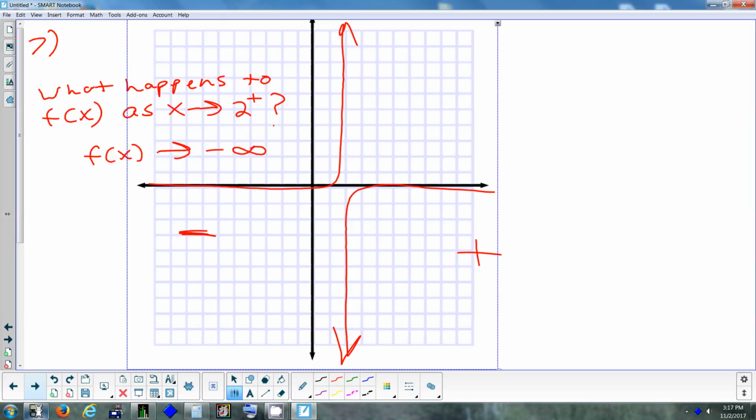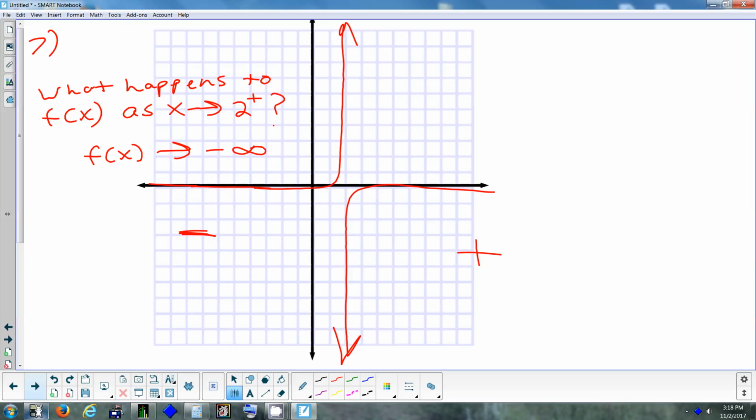Now, what if I worded the question, what's happening to y as you approach 2 from the negative side? It's going to infinity. As you approach 2 coming from the negatives, coming from the left side, all of a sudden your y value goes to infinity. I'm just checking to see if you understand that notation. That's all. It'll be a question similar to that. Any questions on that one?